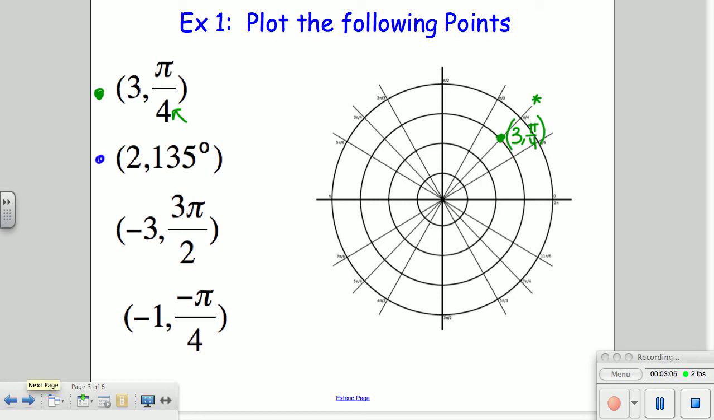Let's take a look at the next one. You can see this one's in degrees. So we're going to go to 135 degrees, and that's over here at 3 pi over 4. And we're going to go out 2 radiuses. So we're going to end right there. And we can erase those little loops. And that's going to be the point 2, 135 degrees.